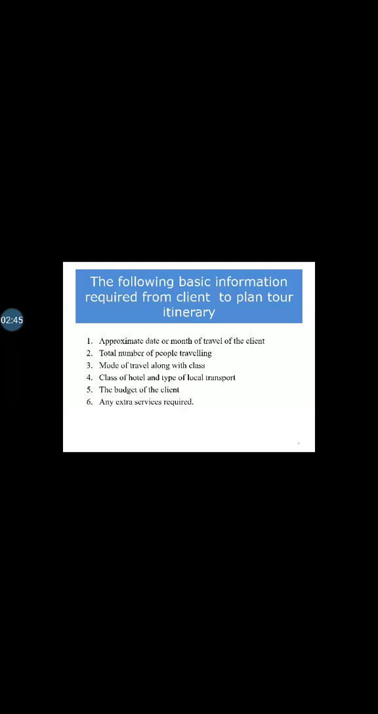Number one, the approximate date or month of travel of the client or customer. Then the total number of people traveling, whether in a family or group. The mode of travel along with the class, meaning what kind of class he requires. Then the class of hotel and type of local transportation. Then the budget of the client and any extra additional services required. We can see them one by one. The following six aspects are very important.